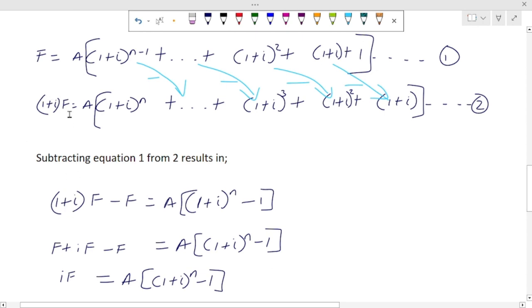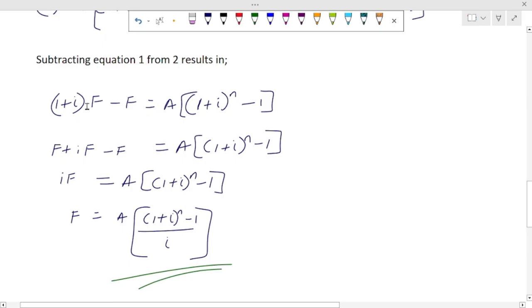Now, when you subtract equation 1 from 2, look at it. This is equation 2, right? Look at it: 1 plus if, 1 plus if, minus equation 1, which is just f. Equation 1 is just f. Look at it here. So in this case, now what do you do? Of course, you look at it and open this bracket and you see that you have f multiplied by i is what? if. F multiplied by i is if.